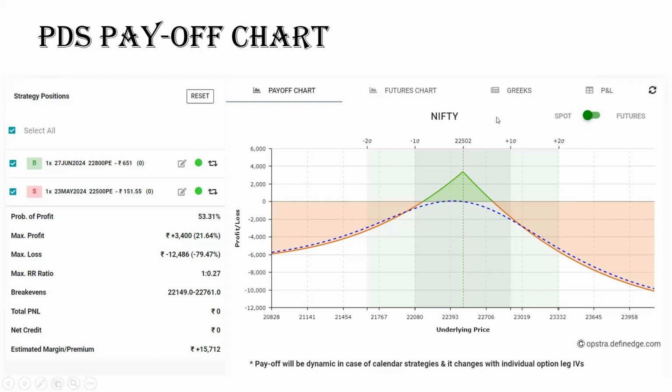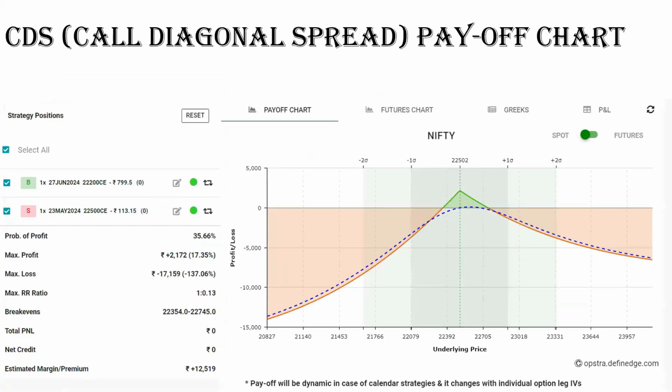Then people would ask, why put diagonal spread? Why not call diagonal spread? Should I also take call diagonal spread? Generally, this is a question. Let's see, I'll show you that. What is call diagonal spread? Same logic, if you apply it and take the payoff from the call diagonal spread, values are like this, right?